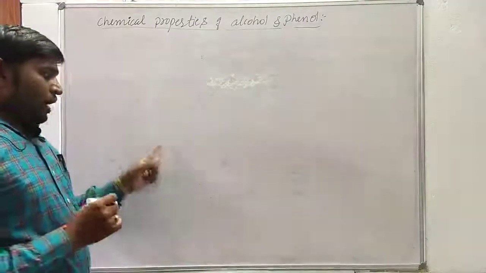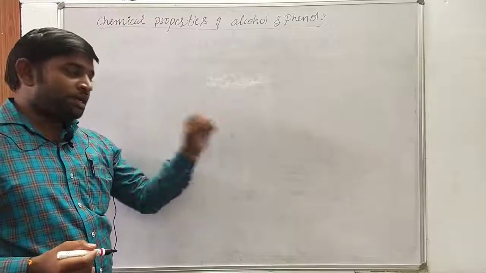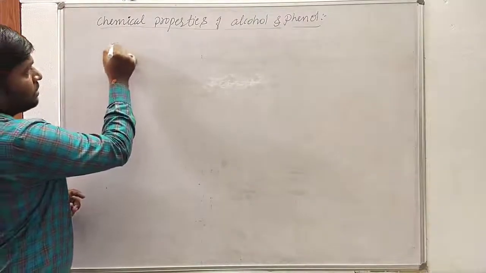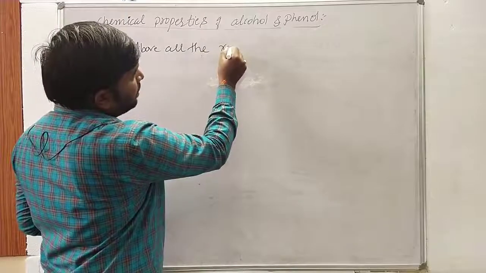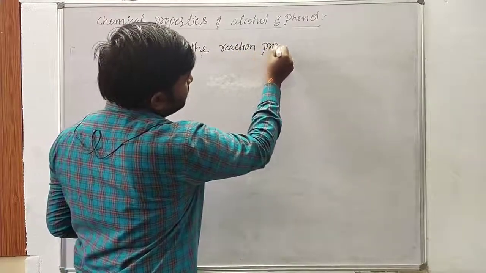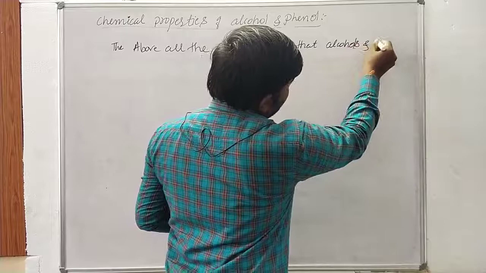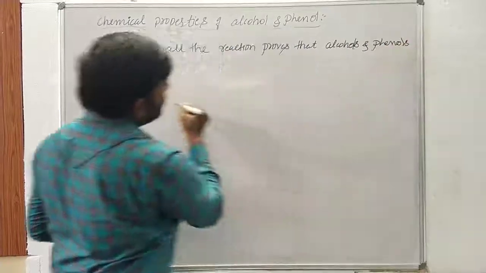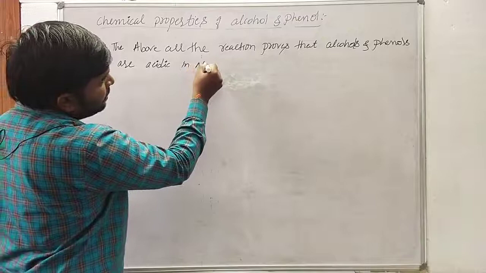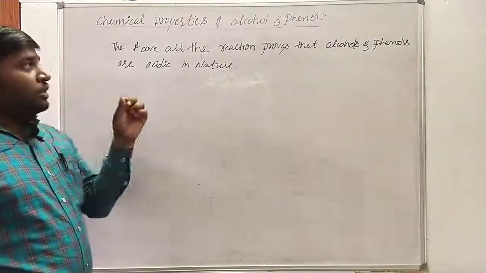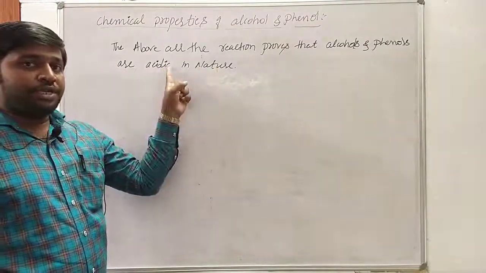Dear students, we have discussed all the alcohols and phenols with cleavage of the OH bond when they react with highly reactive metals like sodium, potassium and aluminium. Those reactions prove that alcohols and phenols are acidic in nature. Due to cleavage of the OH bond, the release of H+ ion takes place. That's why all the alcohols and phenols act as acidic in nature.